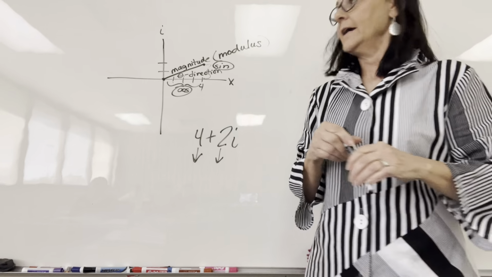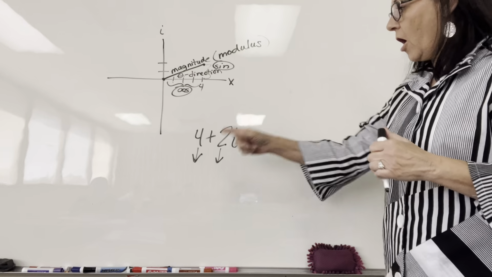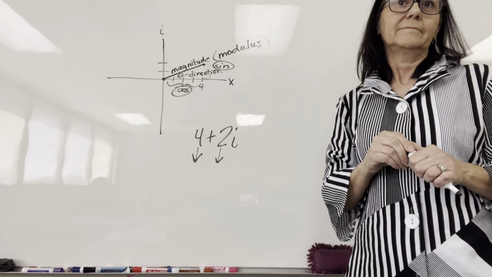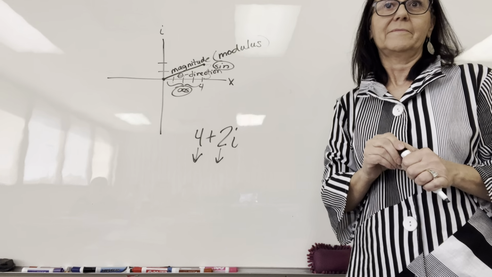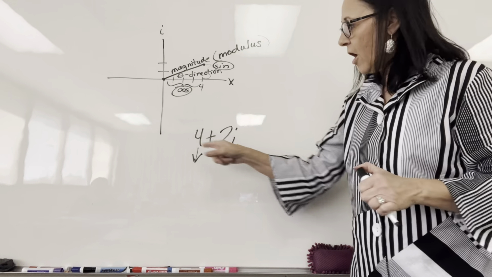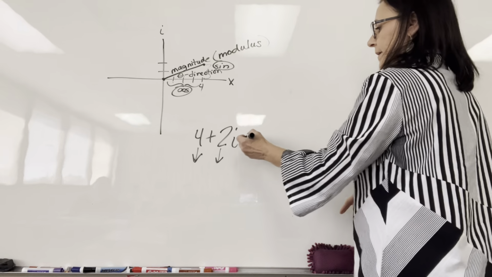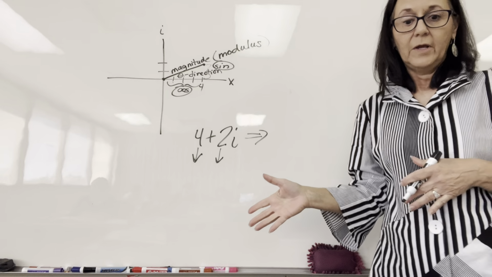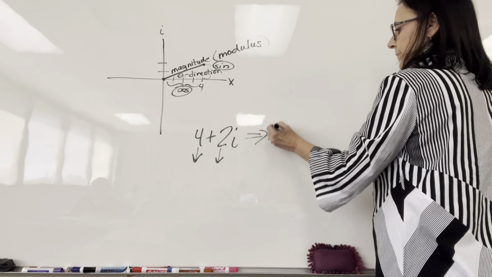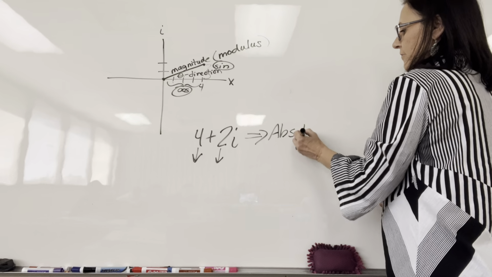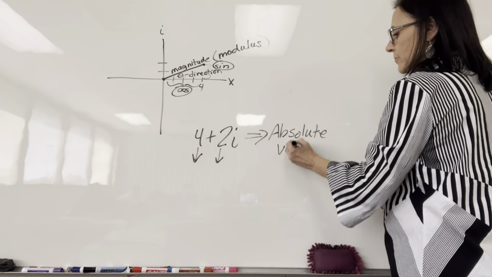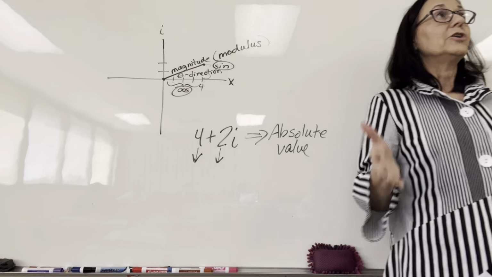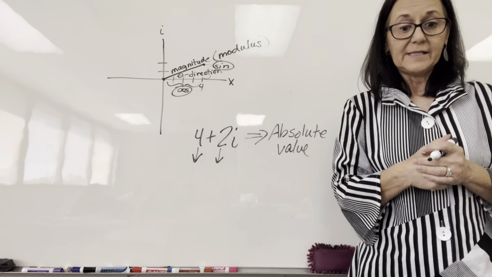All right, so when we have complex numbers, we can calculate the modulus by using the Pythagorean theorem. But when we're in the complex system, instead of calling it the Pythagorean theorem, we're going to call it the absolute value. So the absolute value of any complex number is simply utilizing Pythagorean theorem.